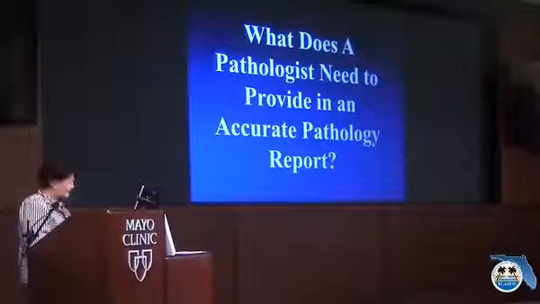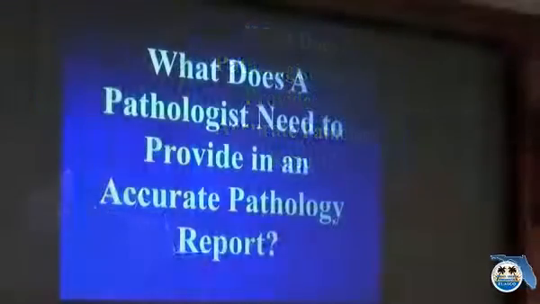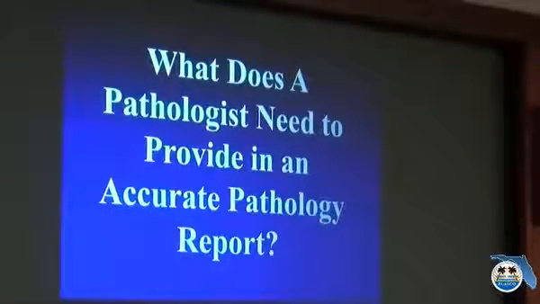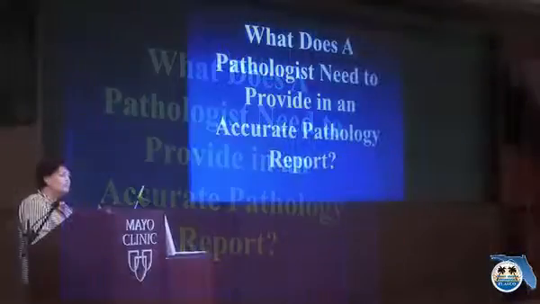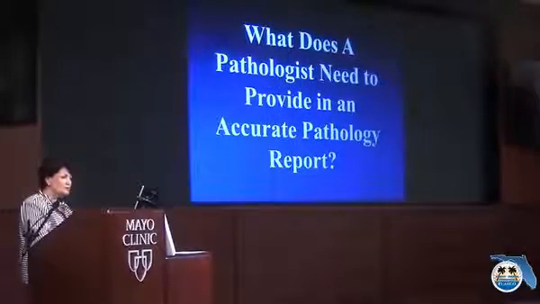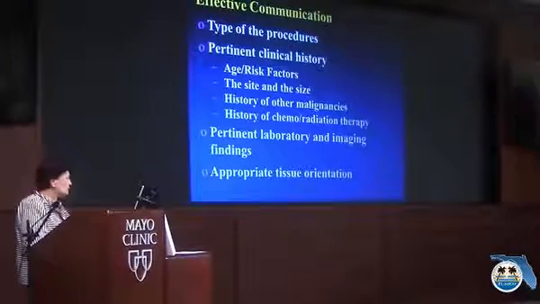So now that you have learned what I'm doing as a pathologist, or what pathologists basically do in everyday practice, I want to talk about what we as pathologists need to provide our colleagues an accurate pathology report. It's a bilateral process. It's a two-way street. You cannot do it in a vacuum. We need information.